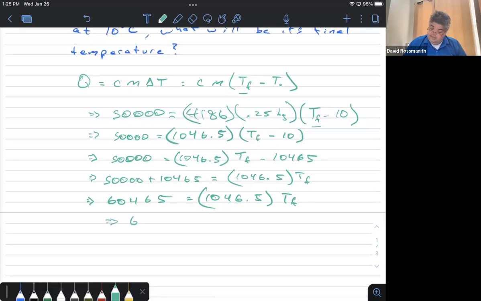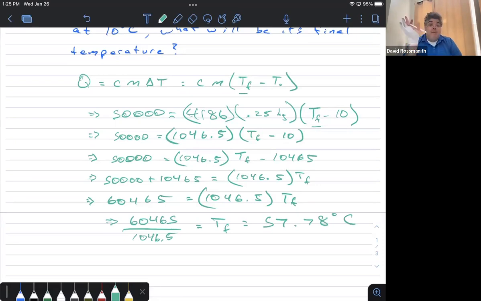So 60465 over 1046.5 equals TF. So plug it in my calculator, 60465 divided by 1046.5, and I get 57.78 degrees Celsius.